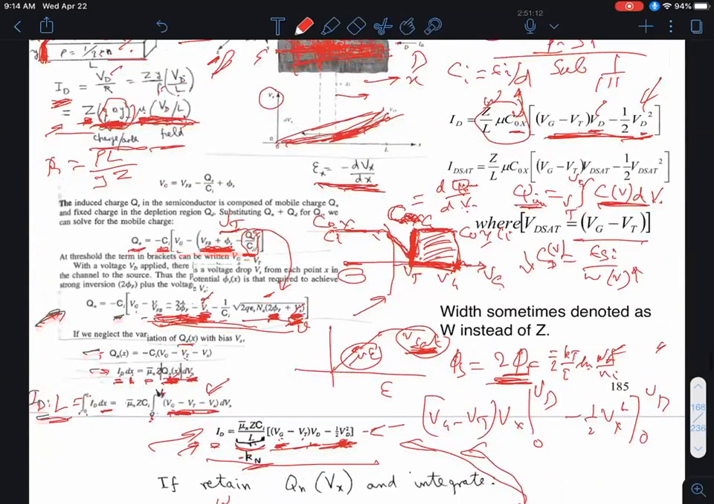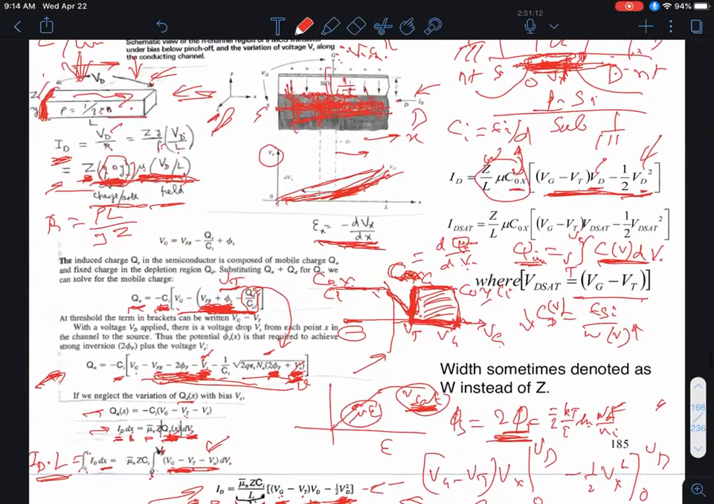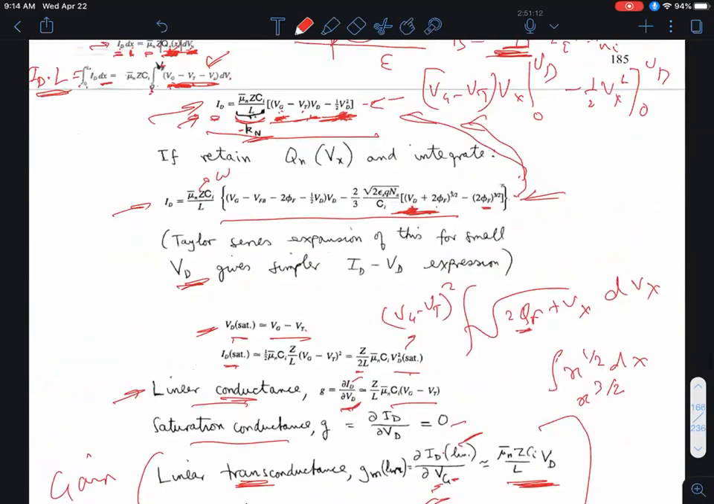Now, we also mentioned in passing that you don't need to make this approximation of ignoring the Vx in this term over here, which is this depletion charge. Then I'm taking into account the variation of the depletion charge with position. So you have to integrate the square root term. It's not complicated, but the expression looks a little bit messy.